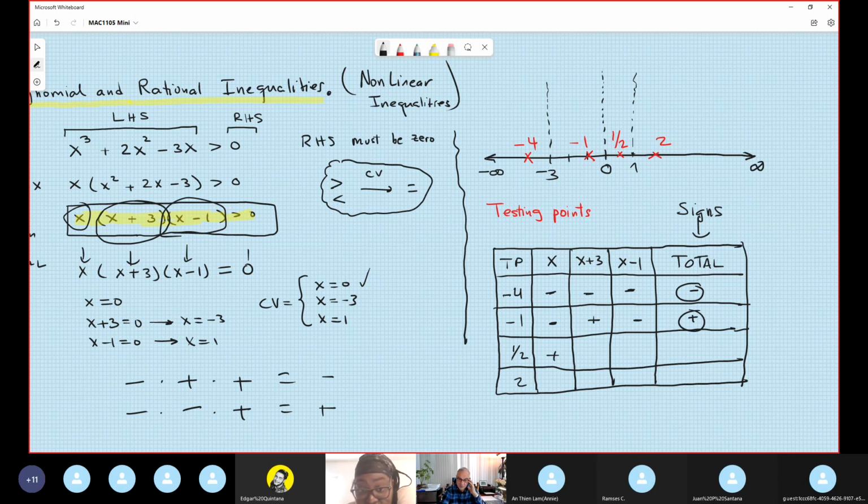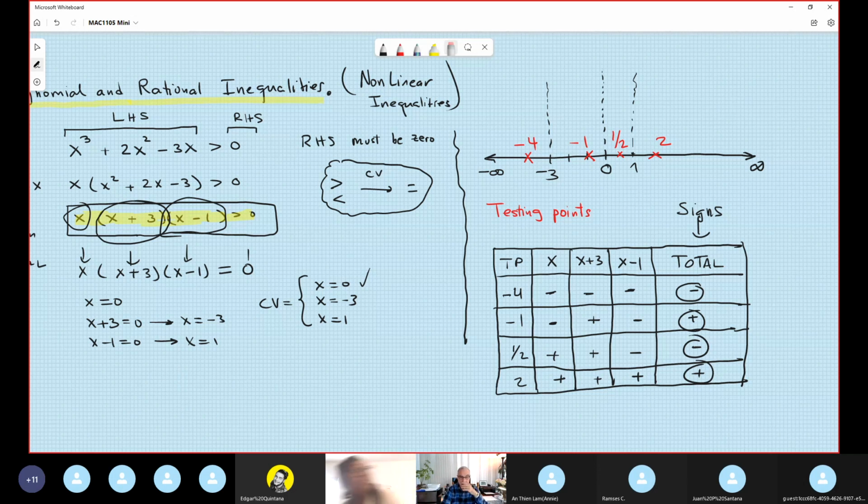1/2 is positive. 1/2 is negative. We have negative here. 2 is positive. 2 is positive. And 2 is positive. And we finish the table. Now the most important moment. The most important moment is when you write the final answer.